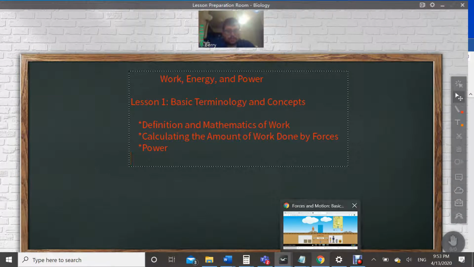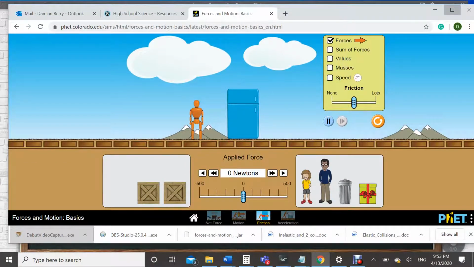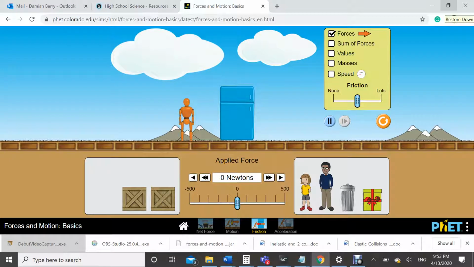Now, before we get started about work, I have a simulation, and I have a question for you. Say that part of your chores is that your parents are making you move the refrigerator across the apartment. Maybe you're moving, who knows. But let's think about it. To move that refrigerator requires work. We understand that in everyday life.